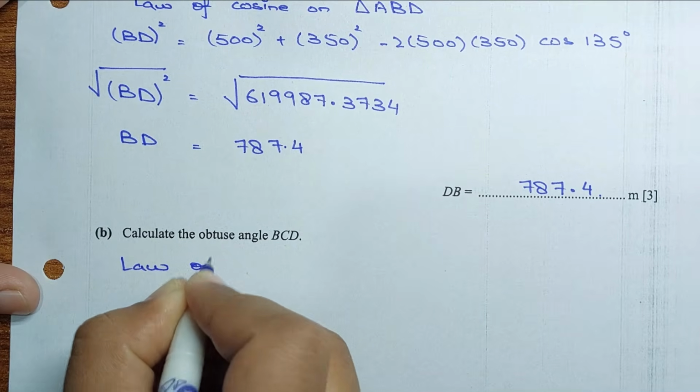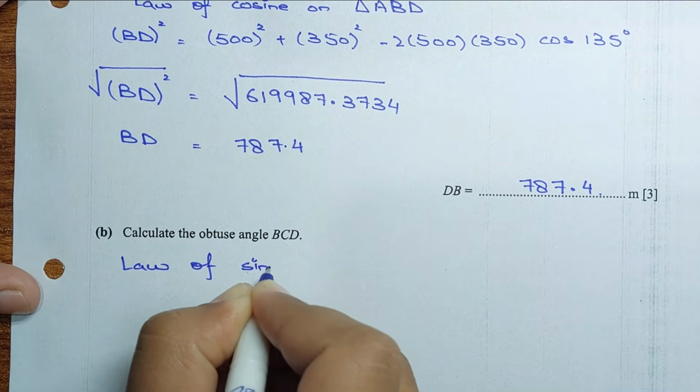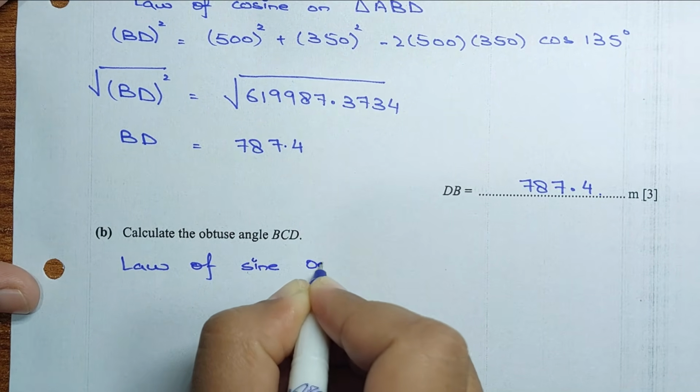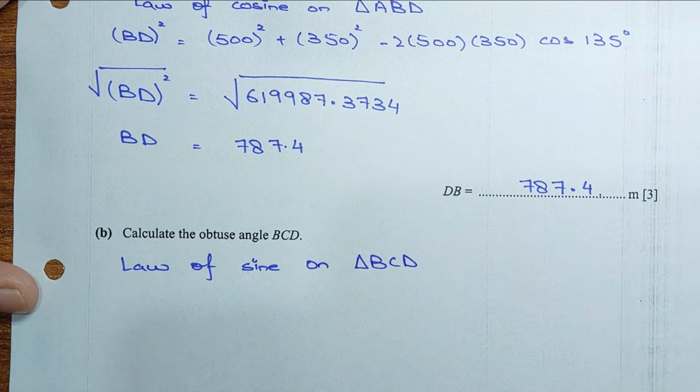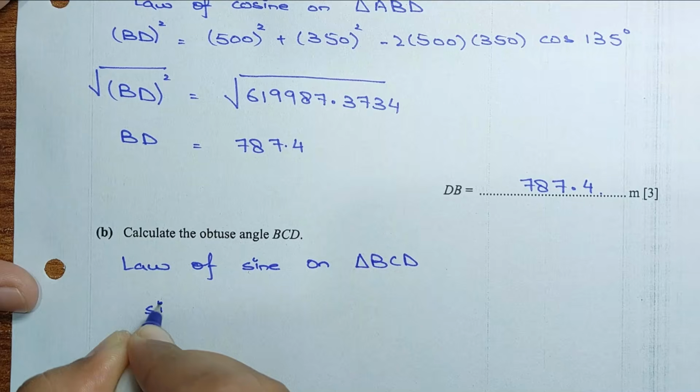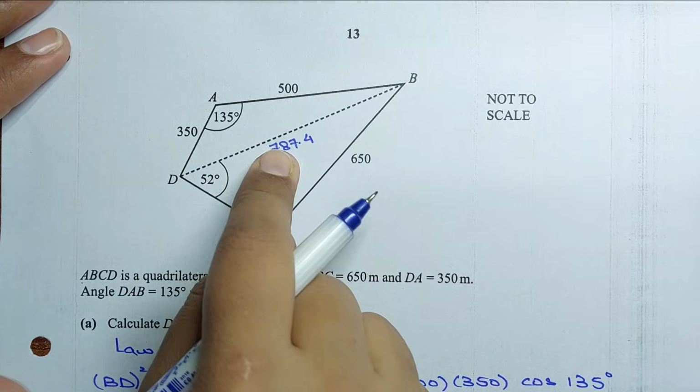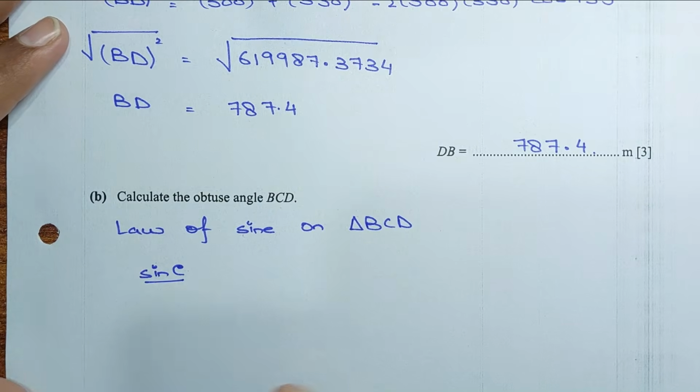Law of sine. Since it is an obtuse angle, we can use the ambiguous case of the law of sine on triangle BCD, right? So we can say sine of angle C over, you can see this C, we have to find the front side, and sine D over the front side.